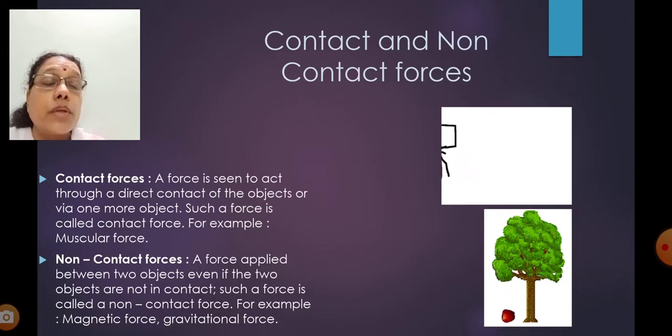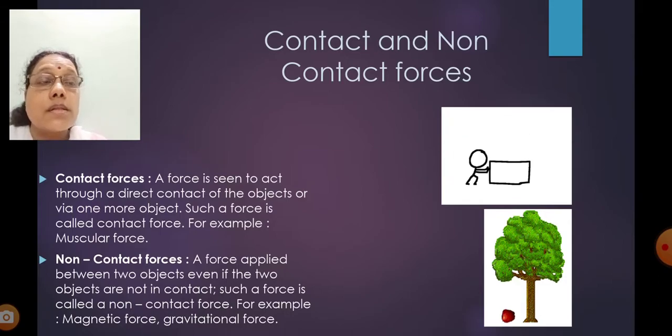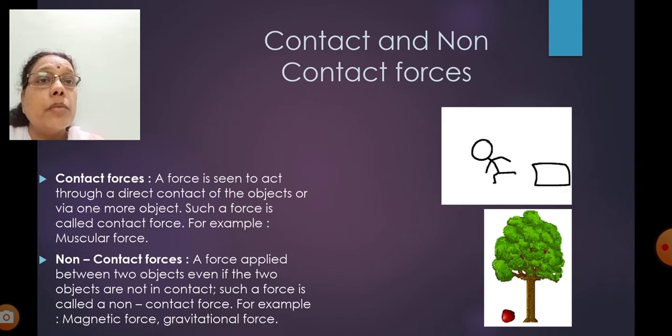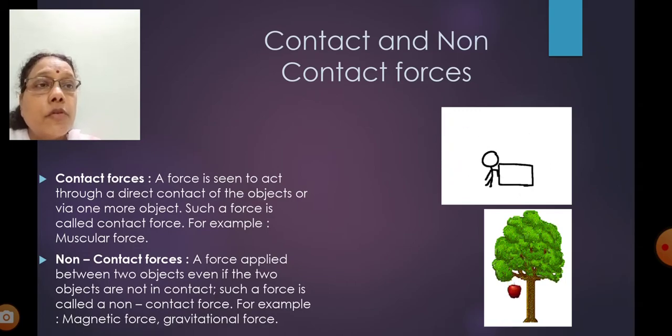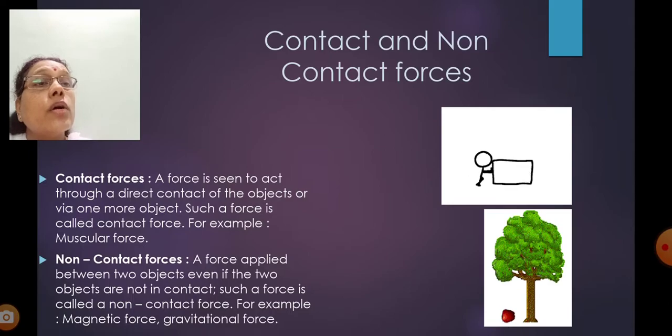You can see one fruit is falling from the tree. It is because of gravitational force. It is a non-contact force. And the other one is contact force. When playing football, you are kicking the football. That is a contact. Because of your contact, the football is going far away. That's about contact and non-contact forces.